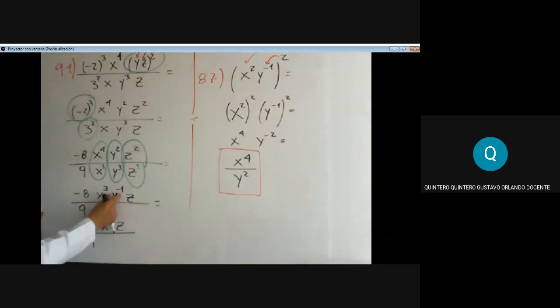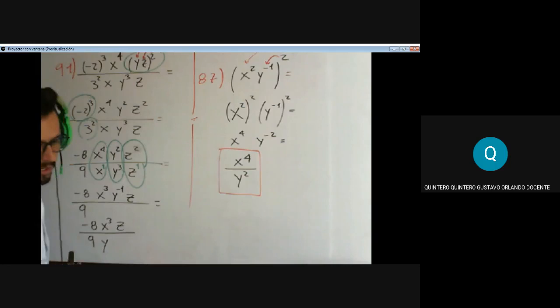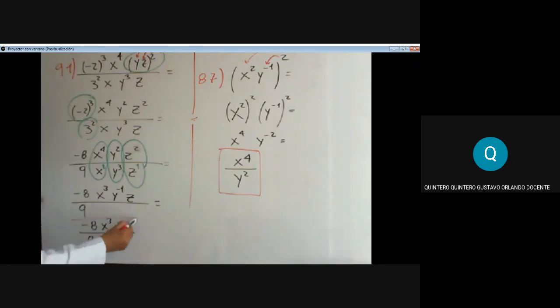So I want to do that also here. Y to the negative 1, I put it down. If I put it down, it's going to be y to the positive 1. And since it is a positive 1, I'm not even going to put the exponent. This will be the final solution.